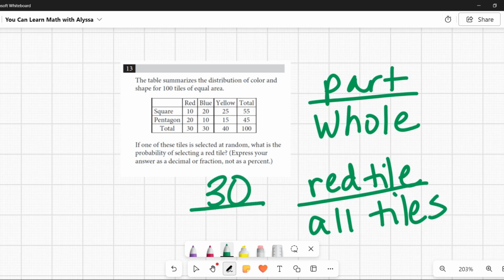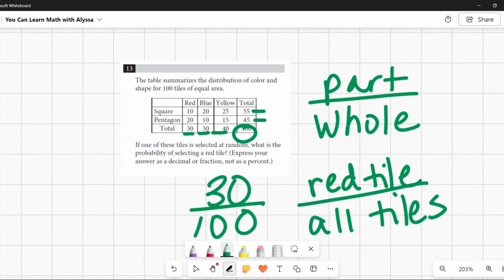And all tiles, I'm going to look over here where the totals converge, is 100. It goes either way. If I had 30 plus 30 plus 40, it equals 100. Or if I had 55 and 45, it equals 100. There are 100 tiles total.